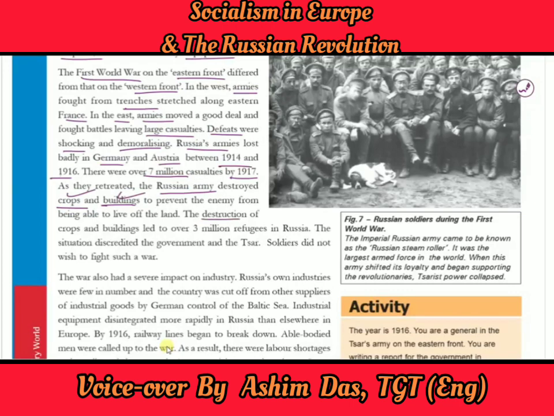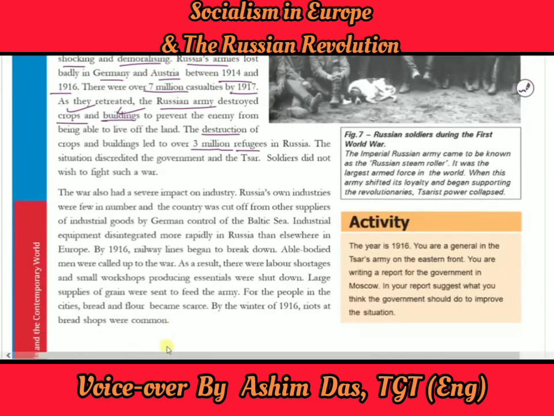Here you can see one picture of the Russian soldiers during the First World War. It was known as the Russian steamroller. So you can read about that. The destruction of crops and buildings led to over 3 million refugees in Russia. Russia was mainly affected because their own people also turned into refugees, 3 million. That situation discredited the government and the Tsar, and the Tsar was held responsible in the government that they could not control the situation.